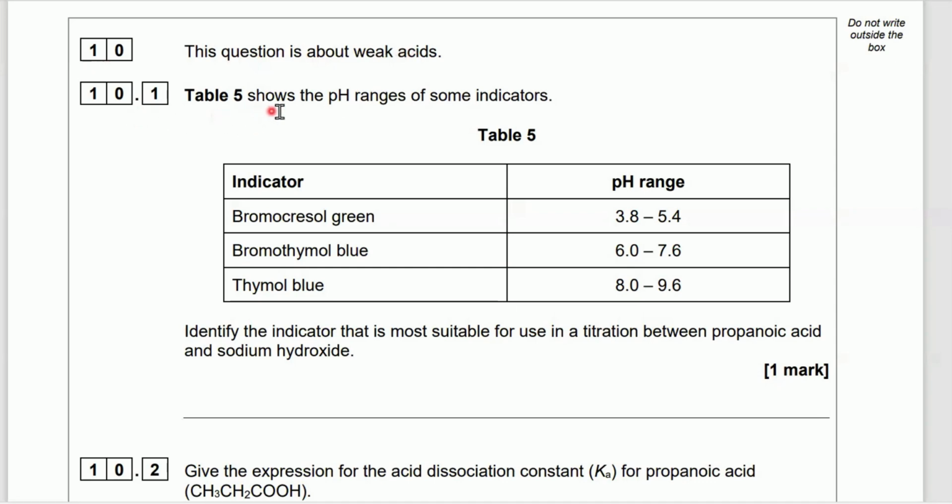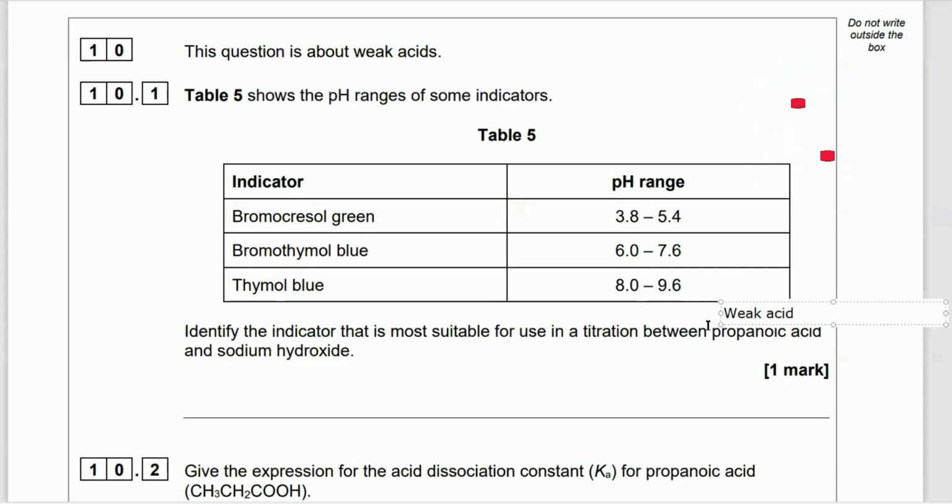10.1. Table 5 shows the pH ranges of some indicators. Hopefully you remember what an indicator is. It's a chemical that changes color when it changes pH. So bromocresol green has a pH range of 3.8 to 5.4. That means it changes color within that pH. Bromothymol blue 6 to 7.6 and thymol blue 8 to 9.6. Identify the indicator that would be most suitable for a titration between propanoic acid and sodium hydroxide. Pause the video, have a go.